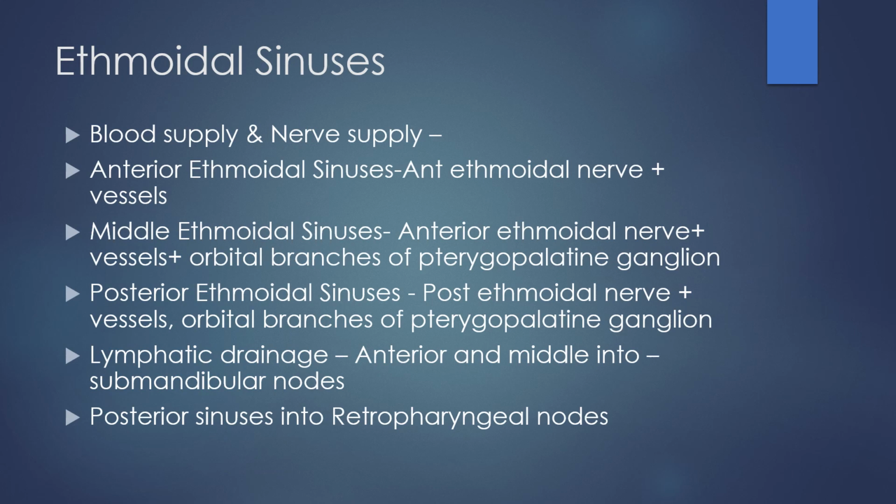The blood supply and nerve supply: anterior and middle ethmoidal sinuses are supplied by anterior ethmoidal nerves and vessels. Posterior ethmoidal sinus is supplied by posterior ethmoidal nerves and vessels. Additional branches, that is orbital branches, come from the pterygopalatine ganglion. The lymphatics of anterior and middle drain into submandibular nodes, whereas posterior drain into the retropharyngeal group of lymph nodes.